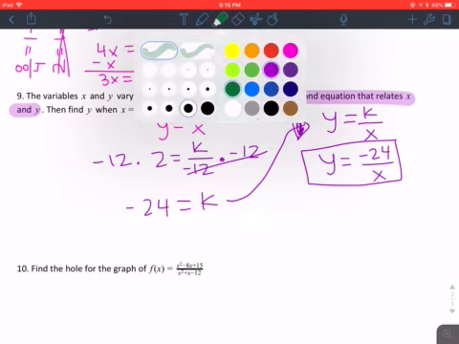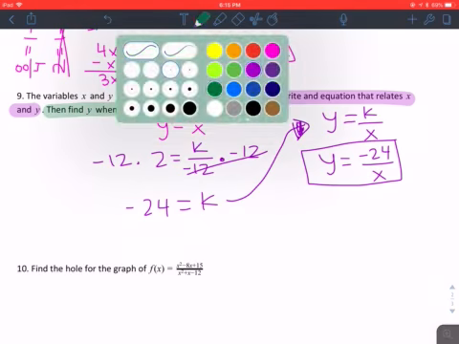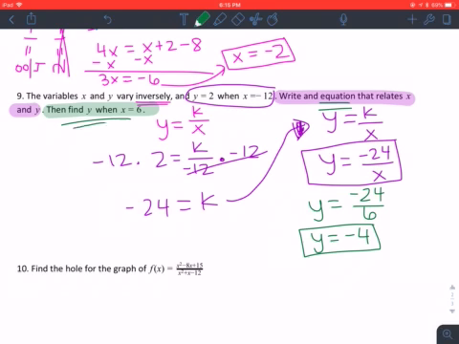Then our next part is to find y when x equals 6. So we'll use our new equation, but we will plug in a 6 for x, and then simplify. So we get y equals -4. So our first part was the equation, our second part was finding our new y.